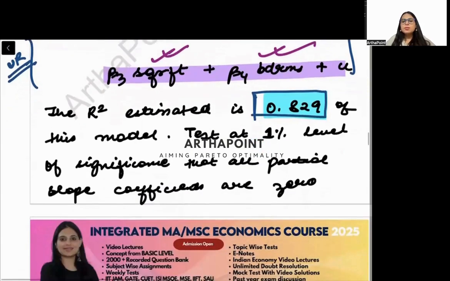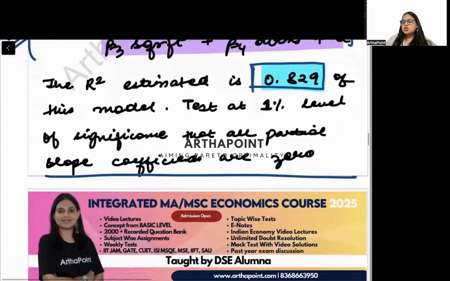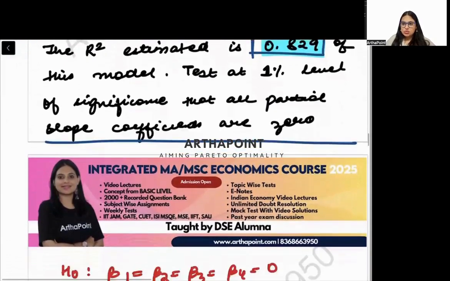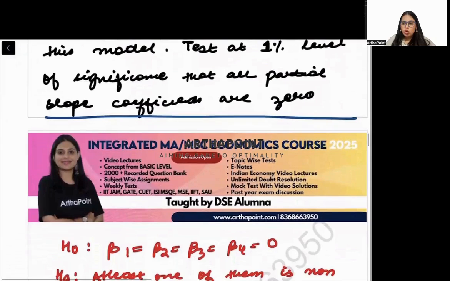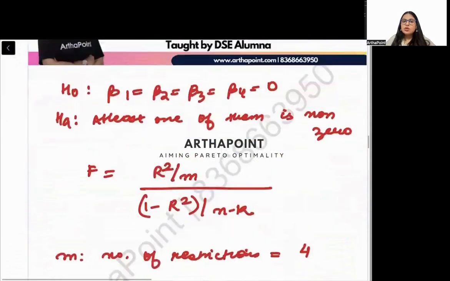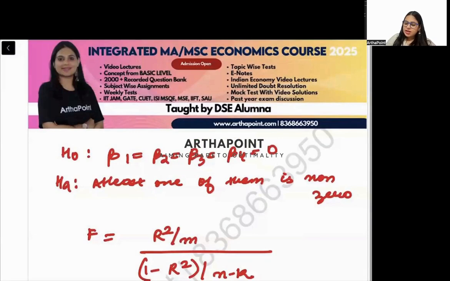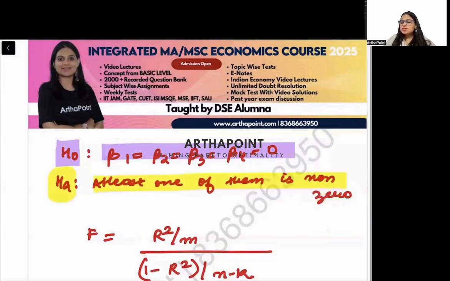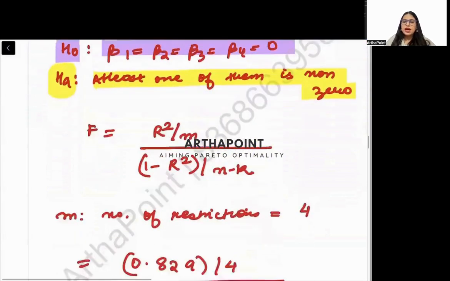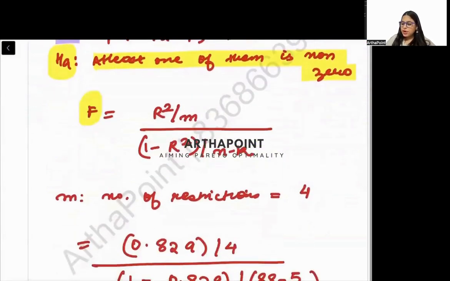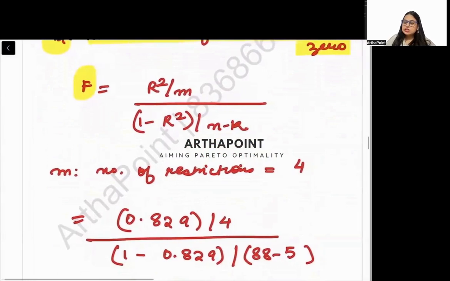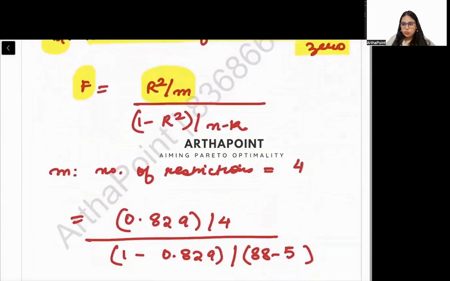It says test at 1% level of significance that all partial slope coefficients are jointly 0. Because I am doing a joint test in this case, I will put my null hypothesis that all betas are jointly 0, and an alternative hypothesis that at least one of them is non-zero. I will go ahead and do an F test. While doing this F test, again this is going to be R square upon the number of restrictions M, upon 1 minus R square upon N minus K.